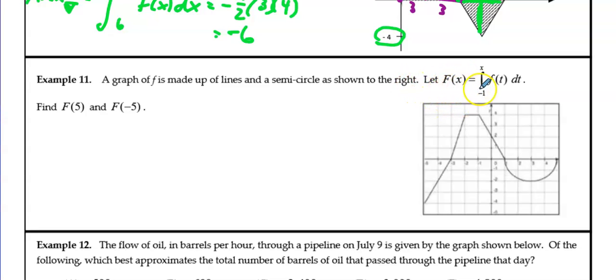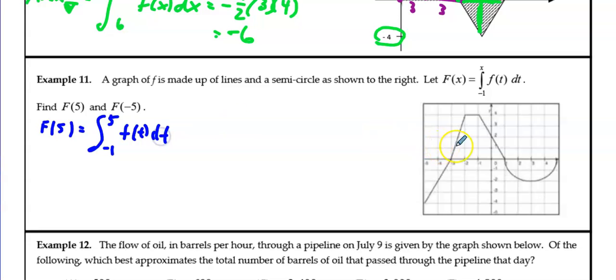And it's telling us that F of x is equal to the integral from -1 to x of f of t dt. And so we want to find F of 5 and F of -5. So let's first of all find F of 5. Well, F of 5 is going to be equal to the integration from -1. And since x is 5, we're going to plug in 5 right here. So it's going to be the integration of -1 to 5 of f of t dt.